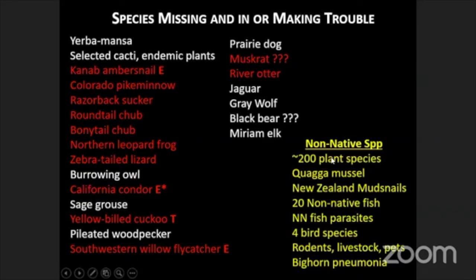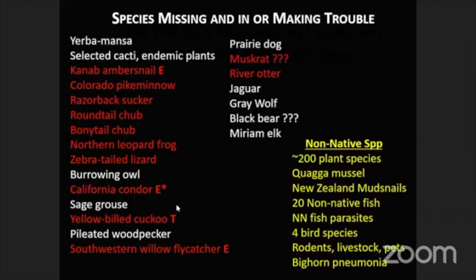Many non-native species have come into the river corridor: more than 200 plant species, quagga mussel, New Zealand mud snails, 20 non-native fish, more than a dozen non-native fish parasites, 4 non-native birds, some rodents, occasionally livestock, released pets, and we've got some diseases like pneumonia that's affecting the Grand Canyon bighorn population. So quite a few challenges here in species management.